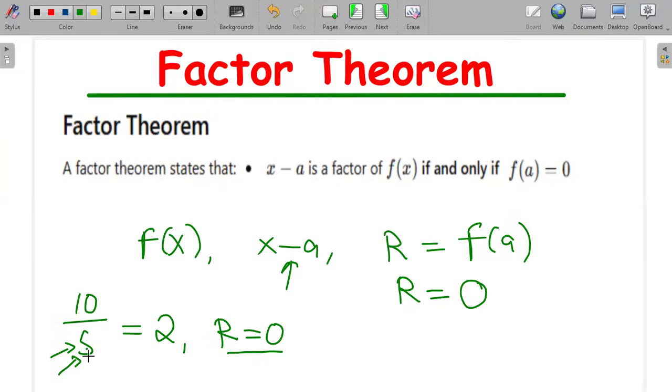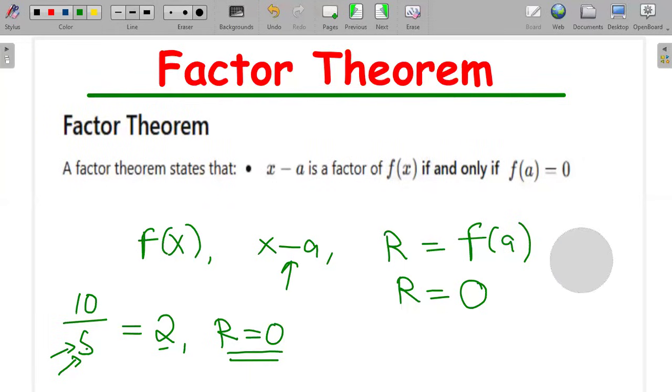Okay, 5 is a factor of 10. Why? Because when I divide 10 by 5, I get 2 and my remainder is 0. So when the remainder is 0, then we say that what we were dividing with is a factor of what we divided. Okay, so that's the thing there.